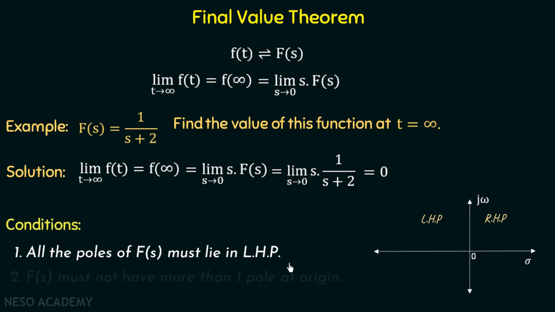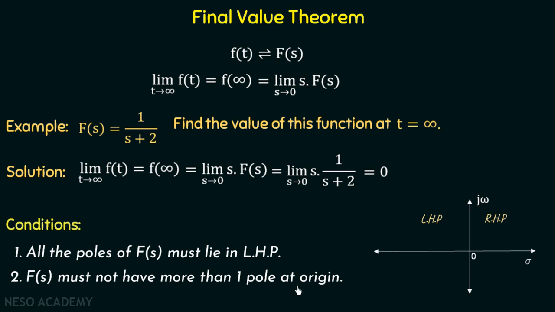Now condition number 2: F(s) must not have more than one pole at the origin. So these are the two conditions which must be satisfied for the final value theorem to be applicable. Now we will take some examples to understand why the final value theorem is not applicable if these two conditions are not satisfied.